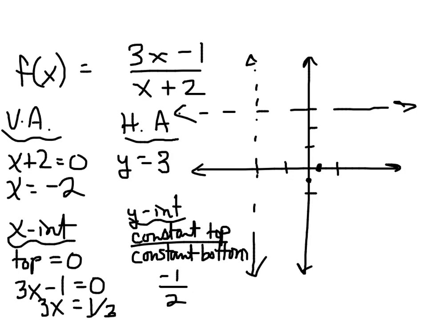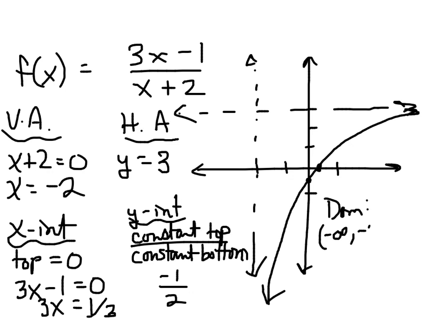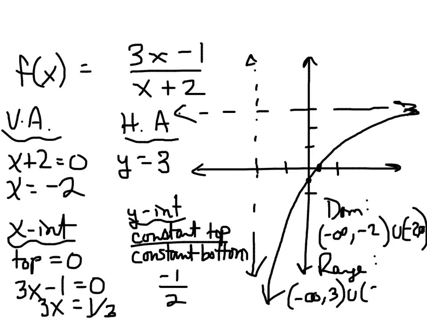By the way, what's the domain? Everything except for negative 2. Okay, what's the range? Everything except for 3. Okay, so the domain, I like to put it in interval notation. So I'm going to do that. Negative 2 to infinity. And the range, you said everything but 3, right? Negative infinity to 3, 3 to infinity.